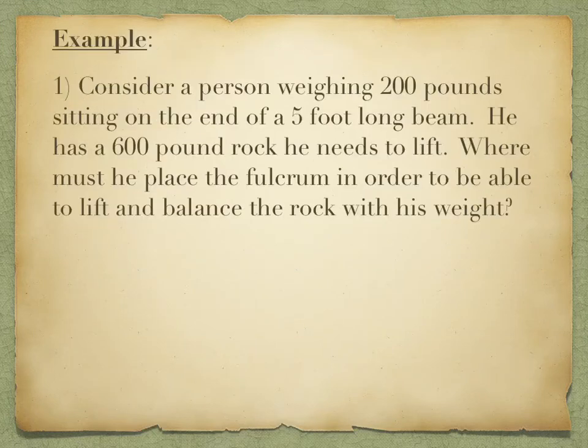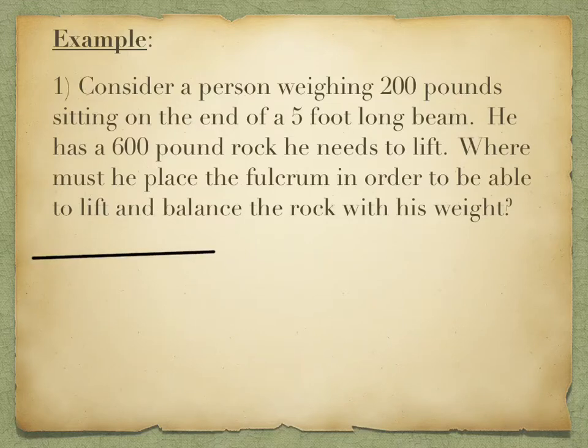So we're taking a look at our first example. We're going to consider a person weighing 200 pounds. They're sitting on the end of a 5-foot-long beam, and they've got a 600-pound rock that they need to lift. And we're going to figure out where we would need to place the fulcrum, that centered location, in order for that to be able to happen.